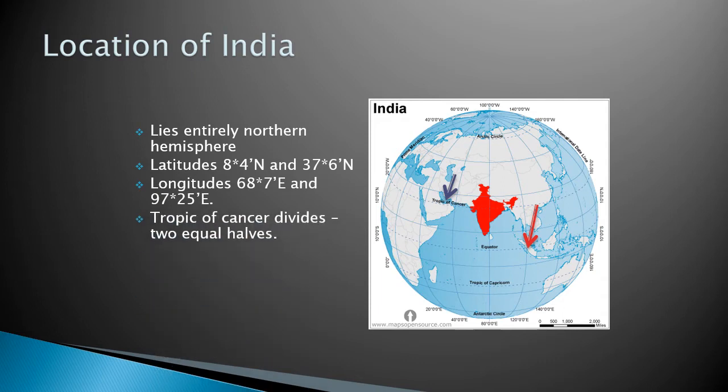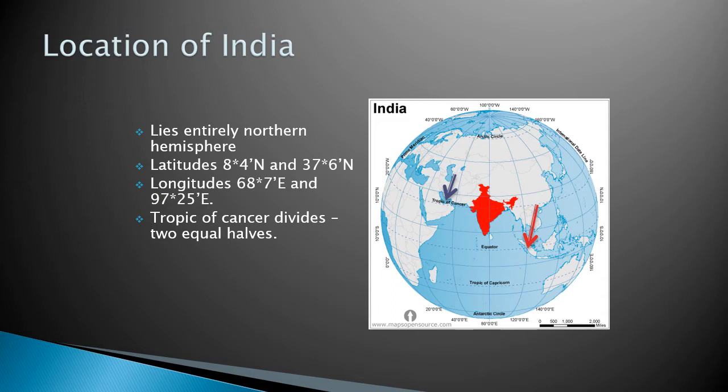The Tropic of Cancer divides India into two equal halves. Now see, children, Tropic of Cancer is another latitude. Just like the equator divides the earth into two equal hemispheres, the Tropic of Cancer divides India into two equal halves. Tropic of Cancer is very important for difference in climate and in day and night of India.